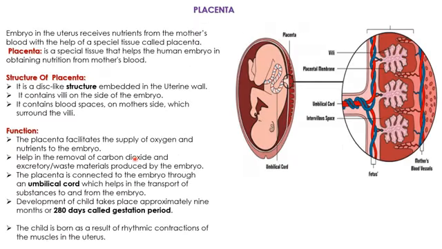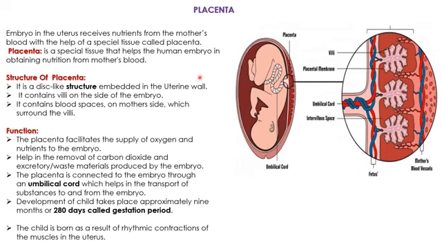Now, once the embryo is implanted in the wall of the uterus, the embryo gets nutrition from the mother's blood. Here you can see how the mother's blood is supplied. This part is the mother's blood vessels, which are supplying nutrients and oxygen to the child.